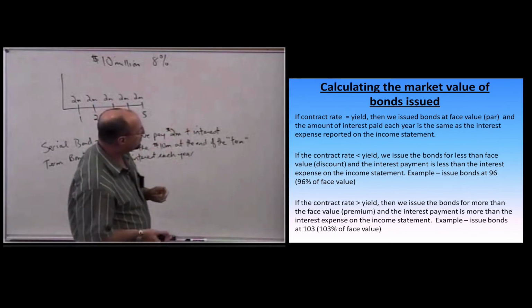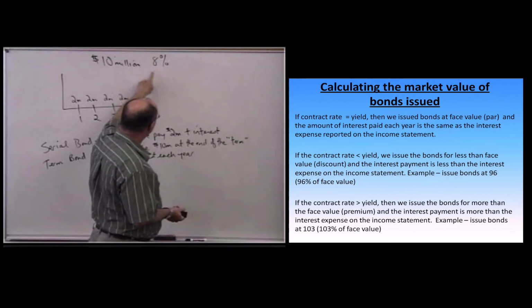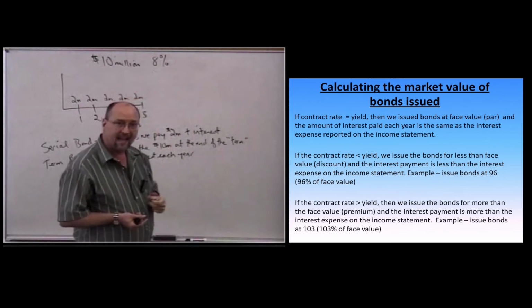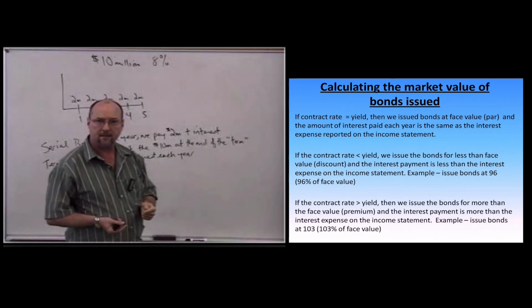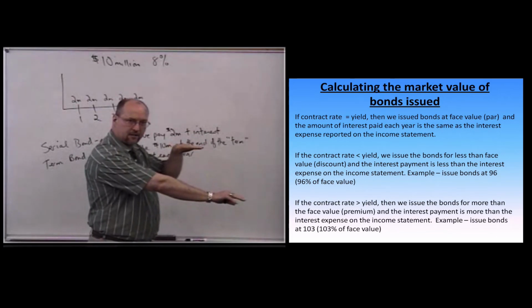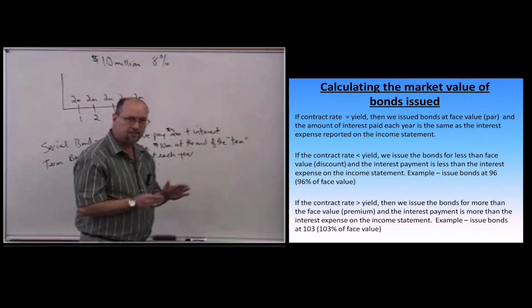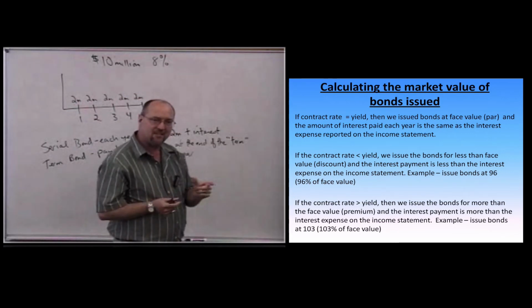If the two rates are the same, then the amount of interest we pay, in this case, 800,000, is the amount of interest expense that we're going to report on the income statement. I would debit interest expense, and I would credit cash, 800,000. Very simple scenario. More often than not, though, the two rates are not the same.